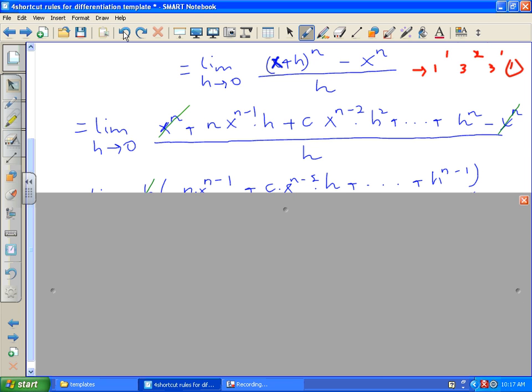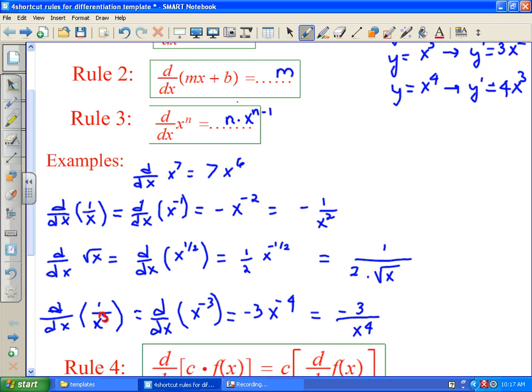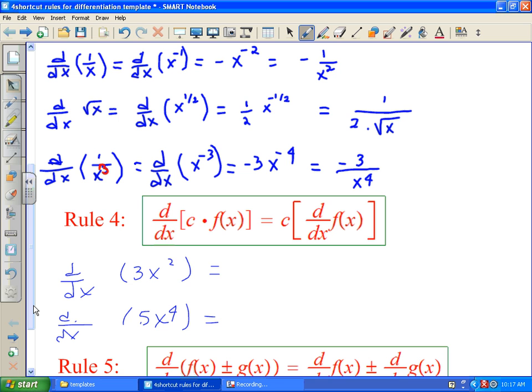Okay, we're going to do some more examples about shortcut rules today. And there's a few more rules I want to give you. Okay, here's your rule number 4. The derivative of a constant multiple, like c times f of x, where c is a constant. The rule says, again, every one of these rules you could prove by that basic definition. But the rule says that you can pull the constant outside. You see, the c can be taken outside and then multiplied with the derivative of the inside function.